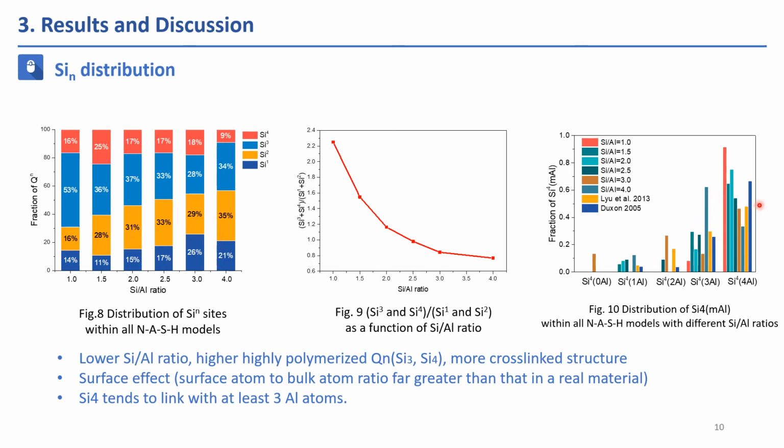And another thing is that we can see silicon-4 tends to link with 4 alumina atoms. Even though the silicon to aluminum ratio goes to the highest, this one, it also tends to link at least 3 alumina atoms.